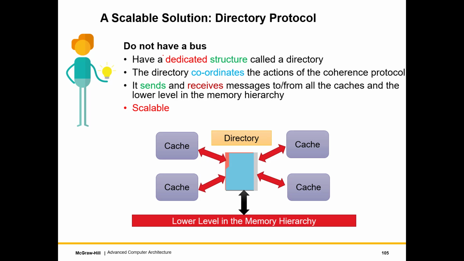So in this case, we do not have a bus, we have a dedicated structure called a directory. The directory is one of the nodes that is connected on an NOC. In a complex NOC, we have our caches scattered everywhere, and then we have one centralized structure called a directory. The directory coordinates the actions of the coherence protocol. It sends and receives messages from the caches and the lower level. So we can think of the directory as one centralized coherence protocol ensurer, and the caches primarily communicate with the directory, and the directory orchestrates the entire coherence protocol for the caches.